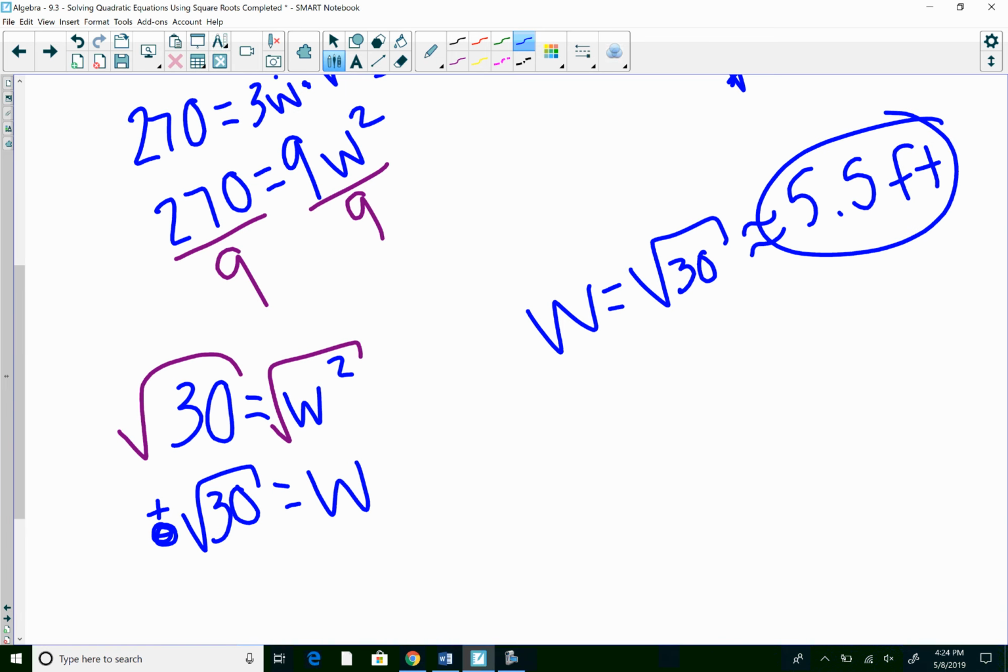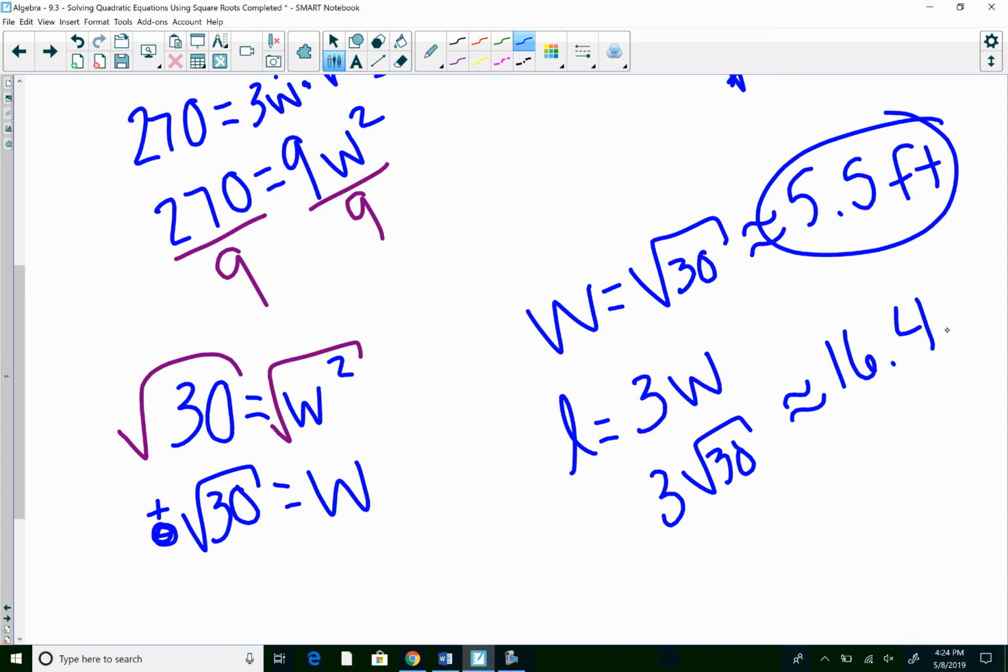So that's our width. And then remember the length is 3 times the width. So that would be 3 root 30. But thinking about it, we don't really ever say that. We don't ever leave a root as our answer when we're talking about length and width. So it does make more sense for us to turn that into a decimal. And if you do that, 3 times basically this 5.5 turns into 16.4 feet approximately.